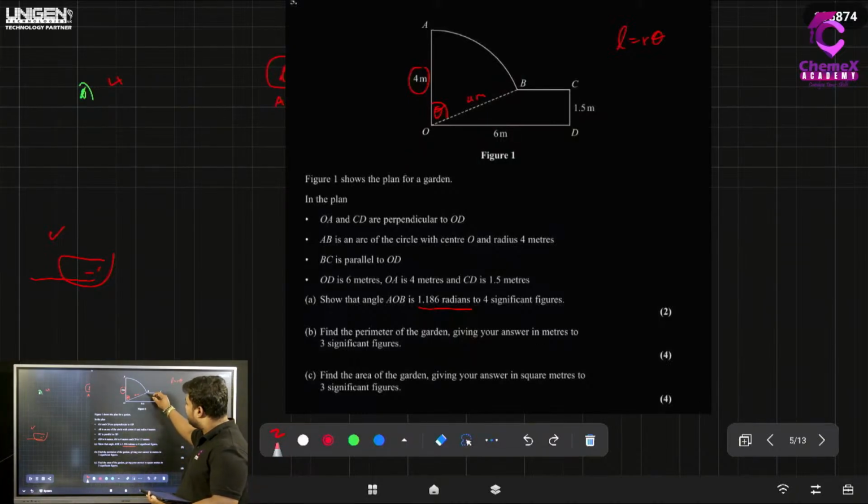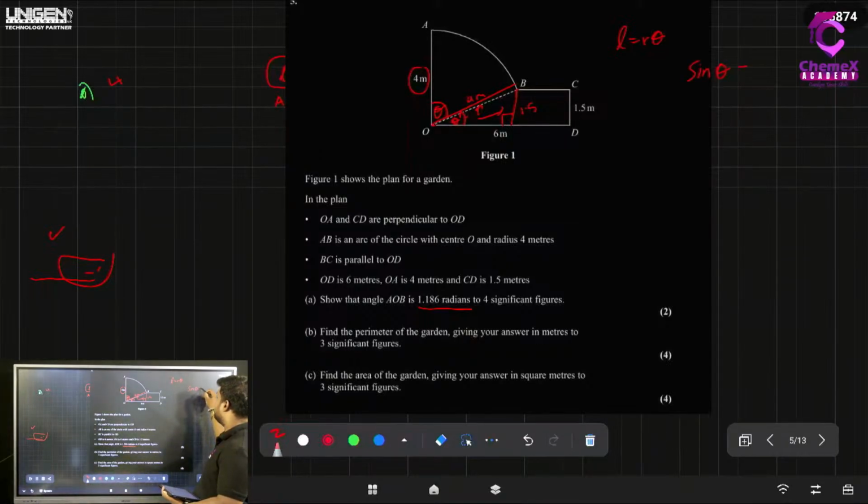Easy, no? Can't you see? This is 4, so you can find this angle. How? Let's do this question. Opposite and hypotenuse, so what is it? Sine. So sine theta equals 1.5 over 4.